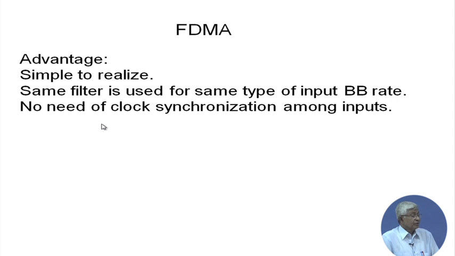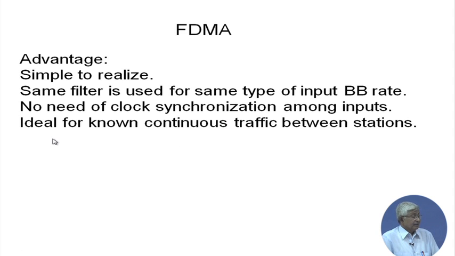So, there is no need of time synchronization because it is continuously going. So there is no need of clock synchronization. These complications of clock synchronization we will see when we go into TDMA. So this is one of the basic advantages people cite for FDMA over TDMA: no need of clock synchronization among the inputs. They can transmit any time. It is ideal when it is continuous traffic. If you do not have traffic in one of the channels, that particular part of the bandwidth is wasted. So it is ideal for known continuous traffic. If it is unknown and non-continuous traffic, it is a problem.